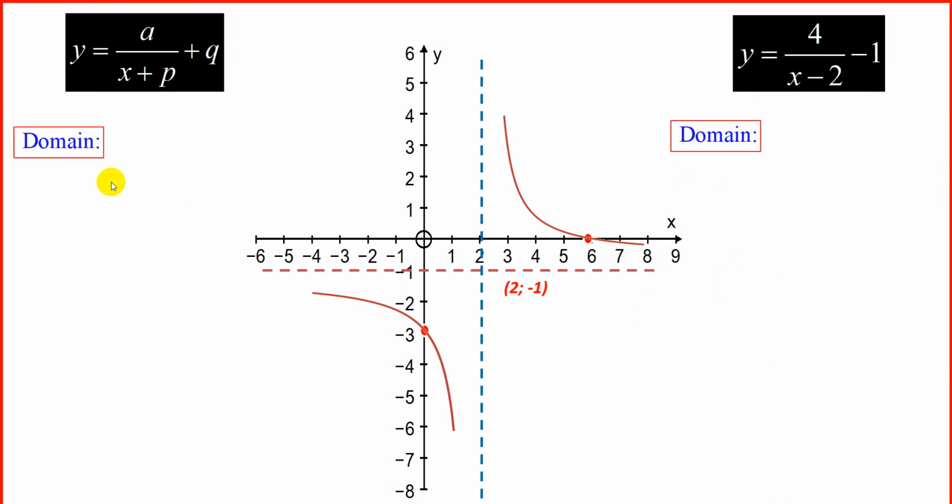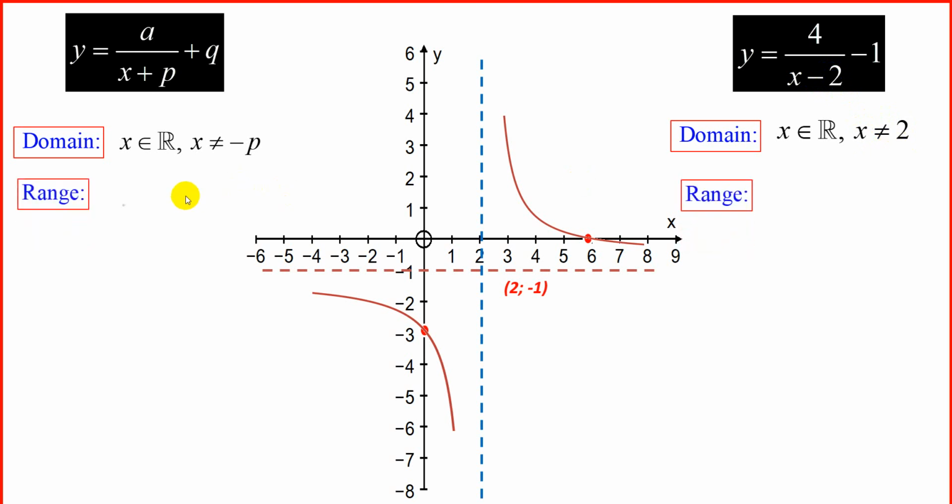Now what we want to do is look at the domain of this hyperbola. Your domain for x is allowed to be anything: x is an element of reals except the asymptote. In this case, we're looking at the asymptote, which is minus p. Implementing that in our example, x is an element of reals and x is not equal to positive 2. So that's our asymptote, 2. The range, in the same way: y is an element of reals, except y is not equal to the y asymptote. If we implement that, y is an element of reals, y not equal to negative 1.